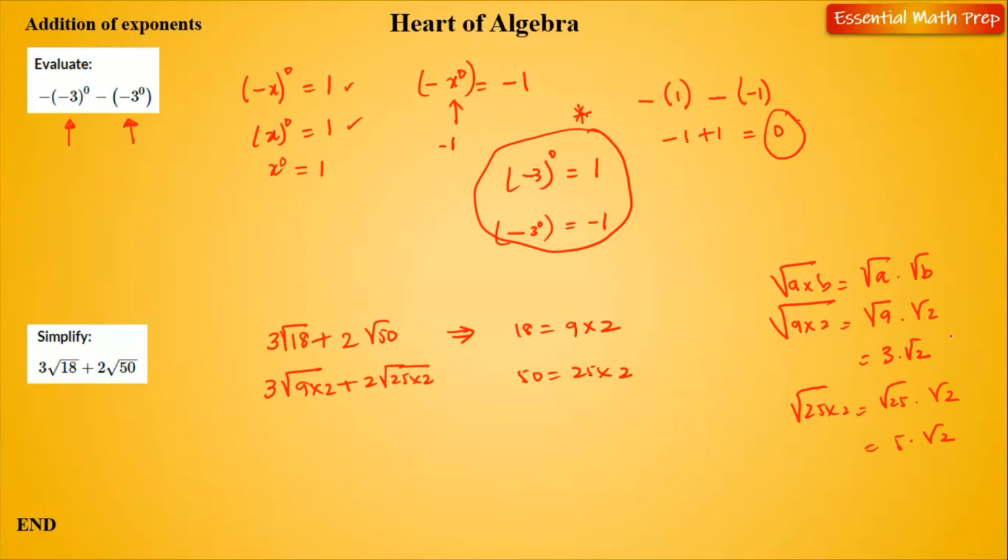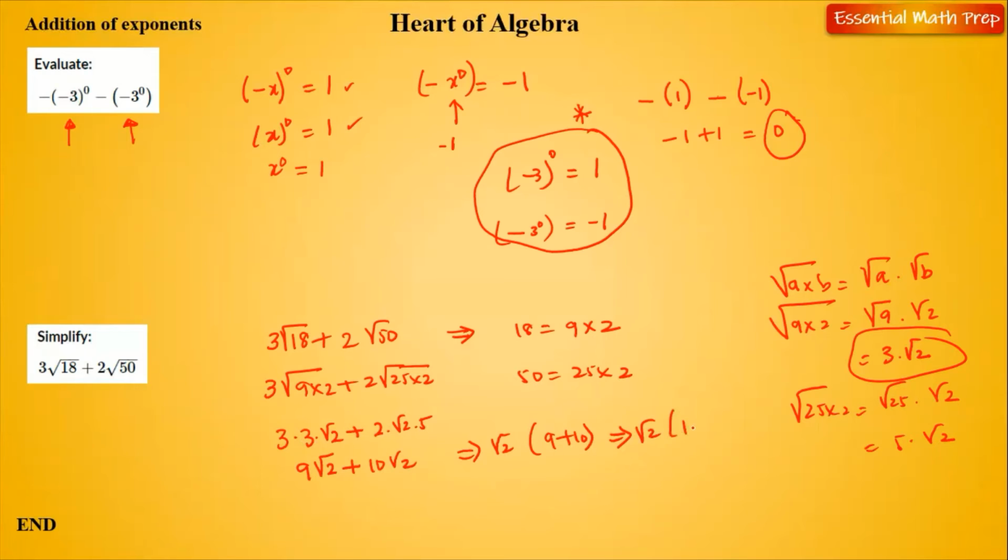So let's go ahead and substitute this here, which is 3 times √2 plus 2 times 5 √2. I actually wrote that √2 first, but it doesn't really matter. It's 9 times √2 plus 10 times √2, right? Now you can take the √2 outside the bracket because it's a common term, which leaves you with 9 plus 10, which simplifies further to 19 √2 or √2 times 19. They both mean the same.